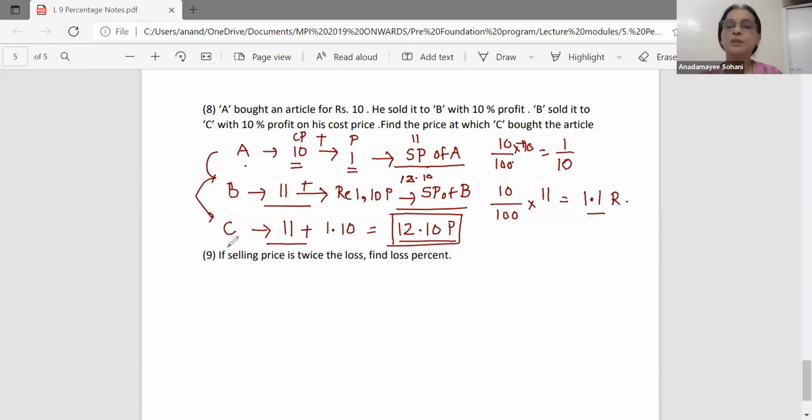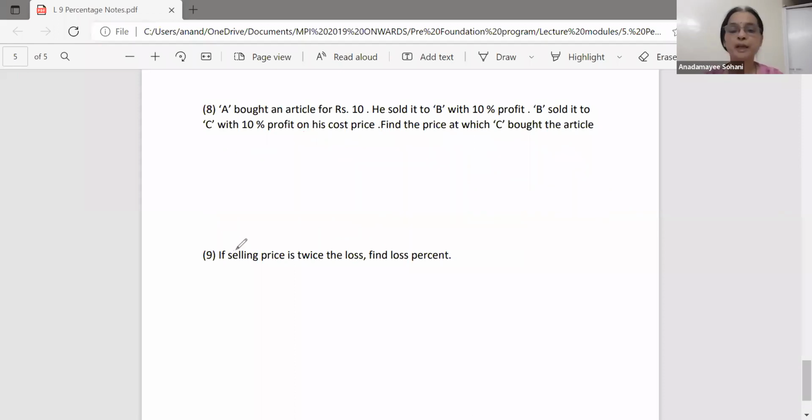And then the last problem for today. If selling price is twice the loss, find the loss percent. Okay. So what do we know about the selling price and loss? Selling price minus loss is cost price. No, sale price plus loss is cost price.